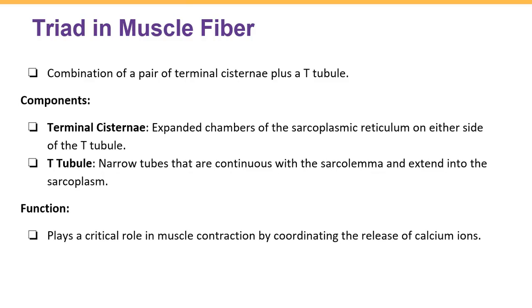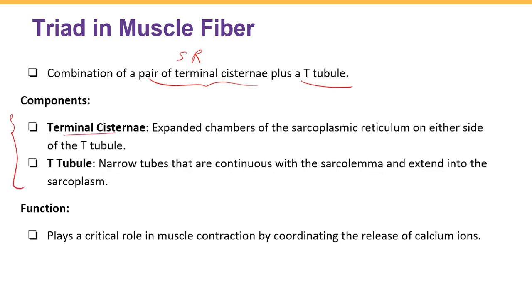So a combination of these, a pair of terminal cisternae, the part of the sarcoplasmic reticulum, plus a T-tubule, like a sandwich, is going to make the triad. And make sure you know the components of the triad and the function of each of these components.